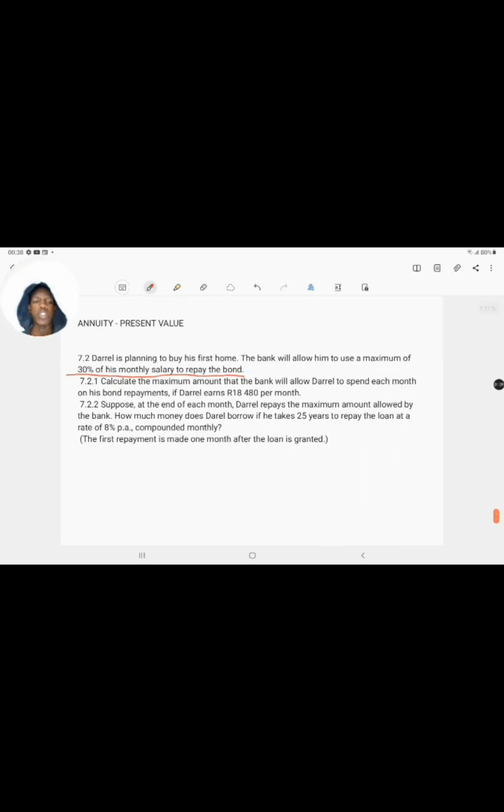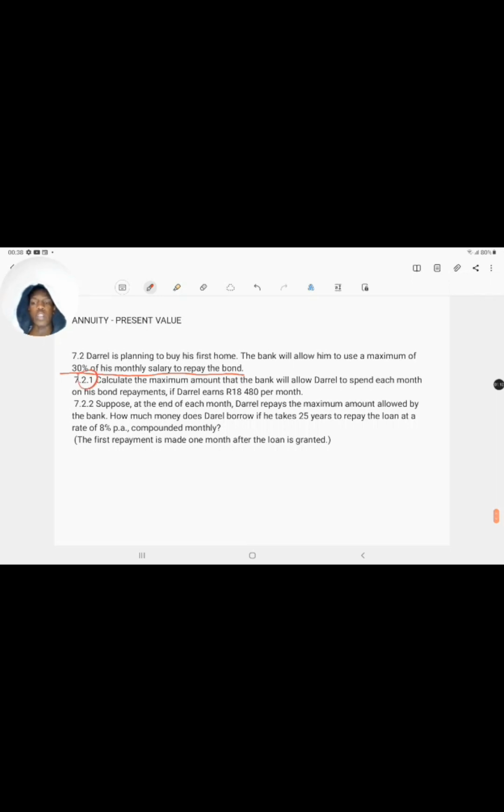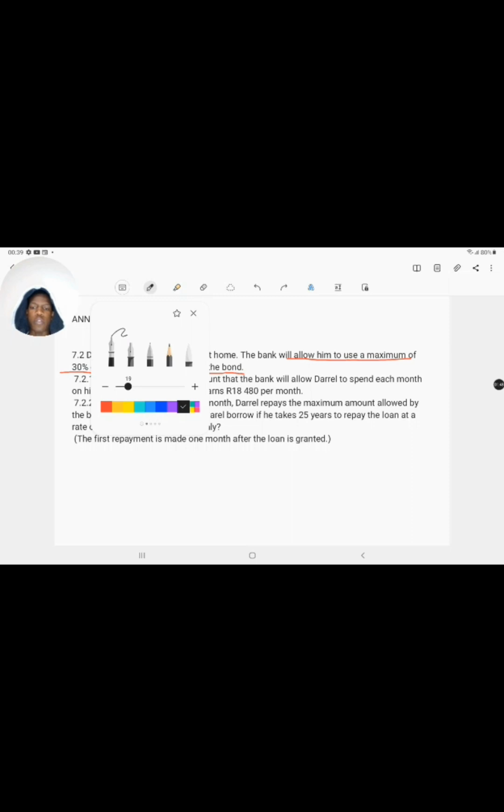Okay, so the first question that they ask us here is 7.2.1. They're asking us to calculate the maximum amount that the bank will allow Daryl to spend each month on his bond repayments if Daryl earns 18,480 rands per month. Basically this is straightforward. They're asking us to calculate 30% of 18,480, because the bank will allow him to use a maximum of 30% of his monthly salary, and his monthly salary is 18,480. We just calculate 30% of that amount.